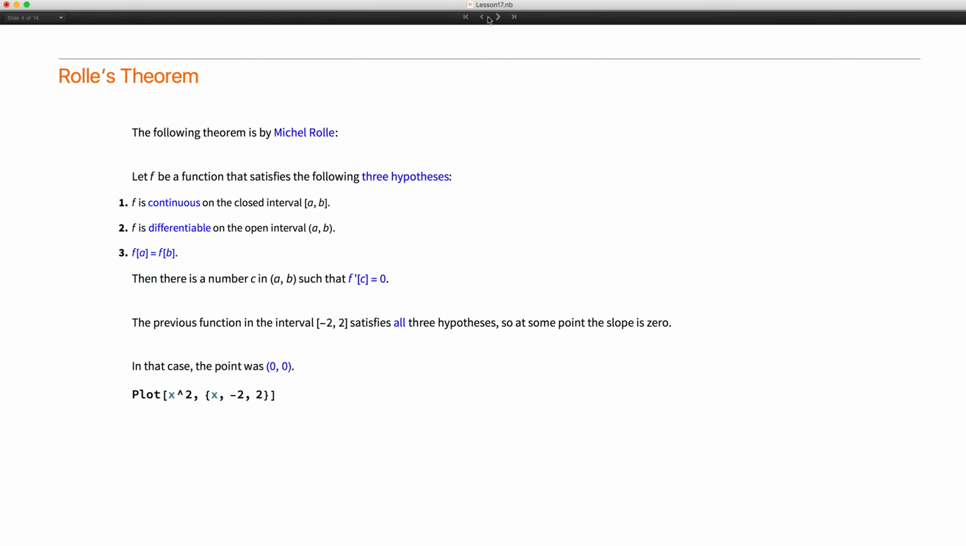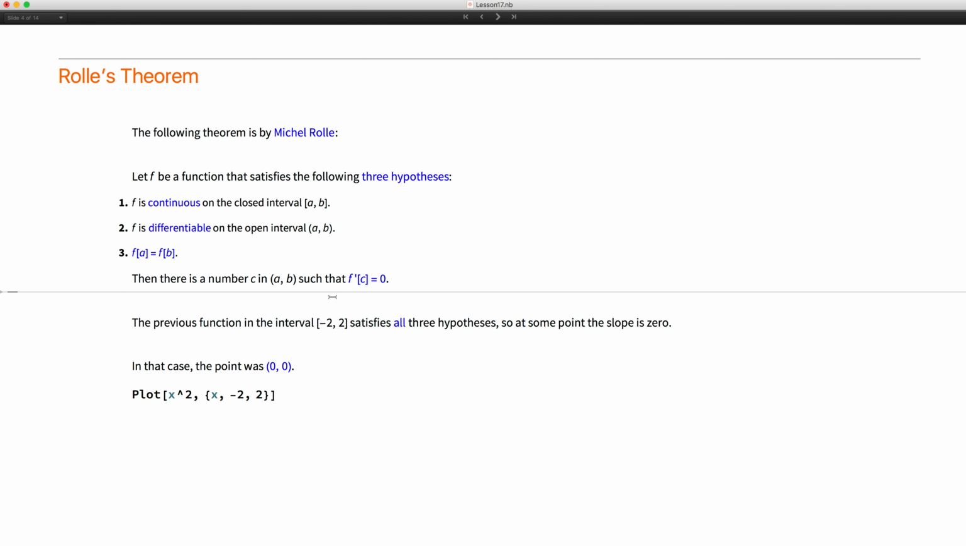So now a more formal statement of Rolle's theorem, which was proved by Michel Rolle. What it says is that if you have a function that satisfies three hypotheses, first of all, it is continuous on a certain closed interval, it is differentiable on an open interval, and the value of the function at the left endpoint is the same as the value at the right endpoint, then there is a number c in the interval at which the derivative becomes 0.